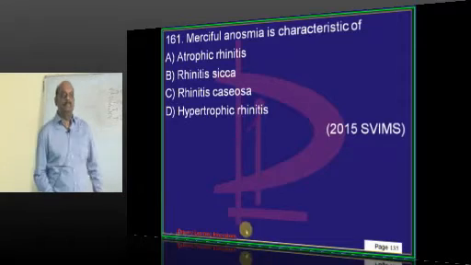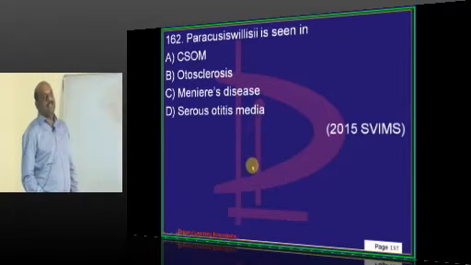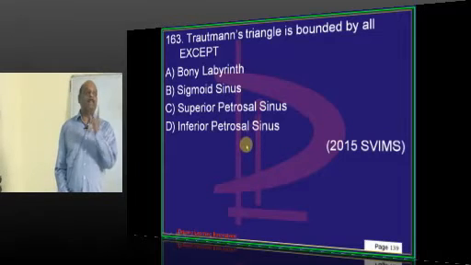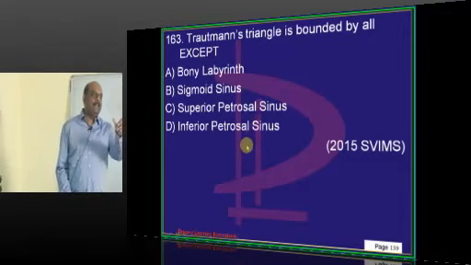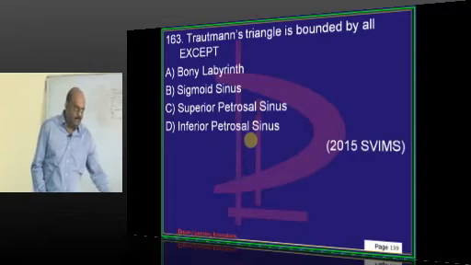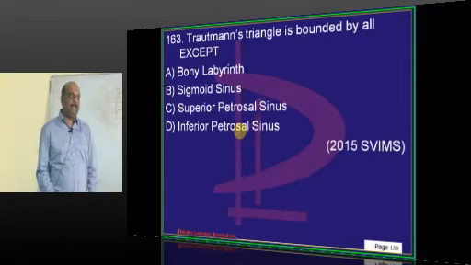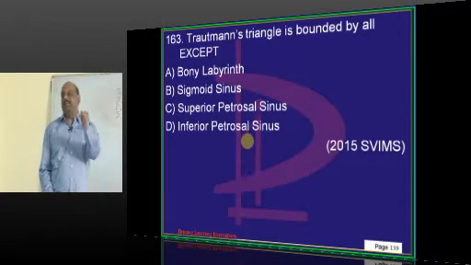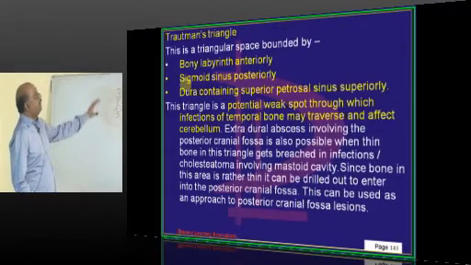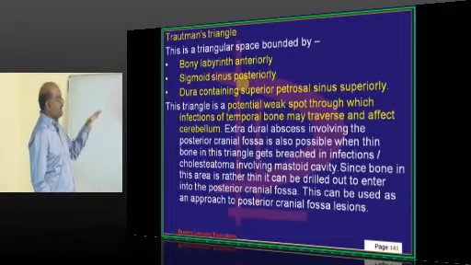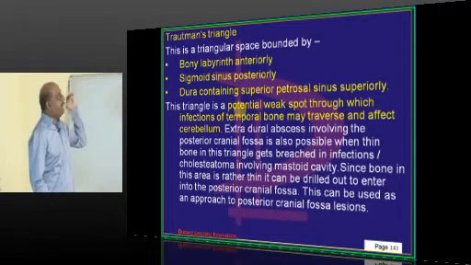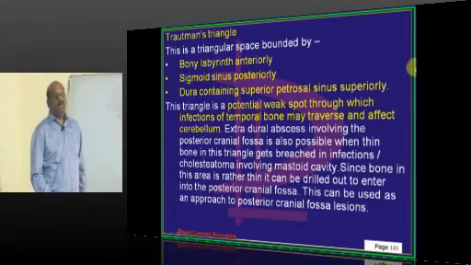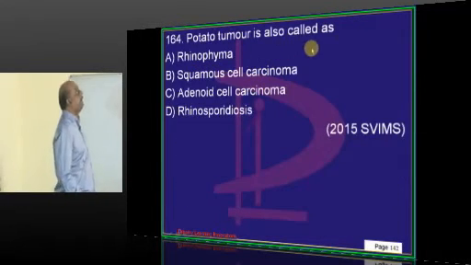Merciful anosmia, classical of atrophic rhinitis, otosclerosis, paracusis Willisii. Oh, aa gaya, Trotman's triangle. If you remember, I think recent Kerala, Maharashtra, one of the mock tests we had same question repeated. Every examiner's ENT question bank में Trotman's triangle is a very standard MCQ. So doctor, bony labyrinth anteriorly, sigmoid sinus posteriorly, and the dura containing superior petrosal sinus superiorly is what you have in the Trotman's triangle, is what need to be remembered.